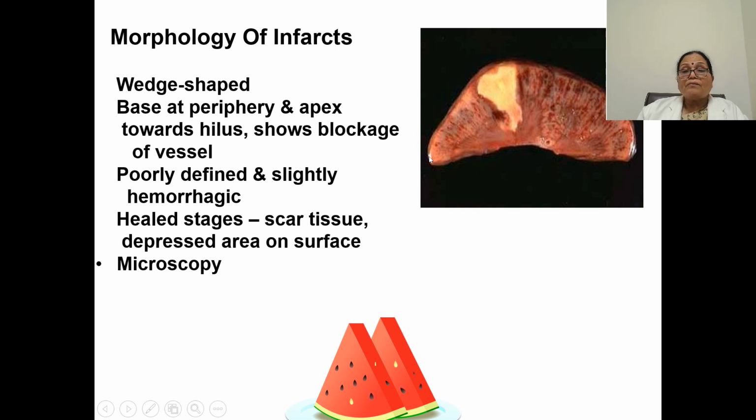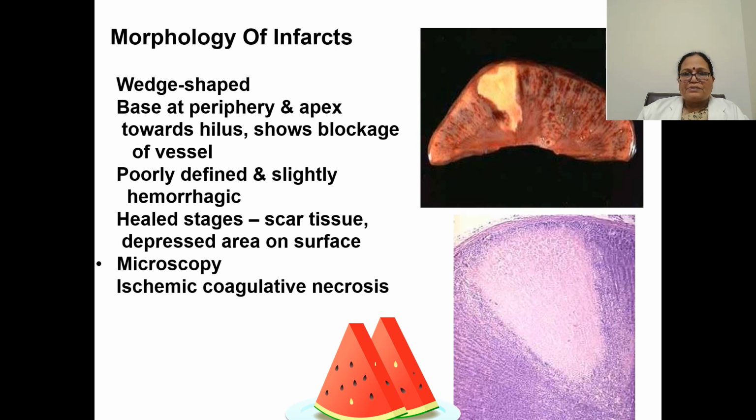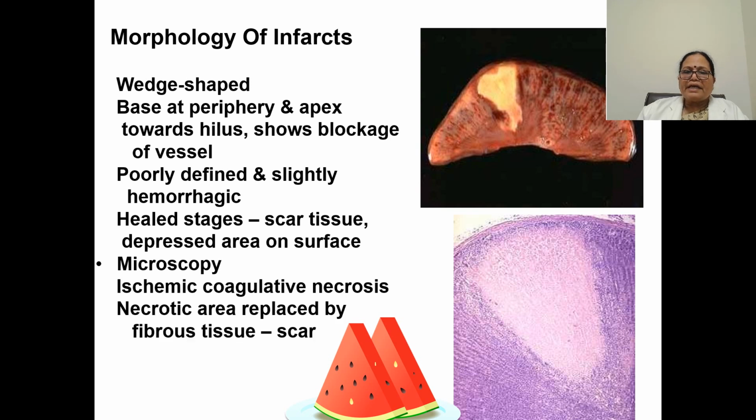Now when we take a bit of it and look under the microscope, it shows ischemic coagulative necrosis. Can you see? This is all the impacted area. The necrotic area is replaced by fibrous tissue, which is a scar. I told you two organs that should not get a scar: one is the heart and the other is the brain.